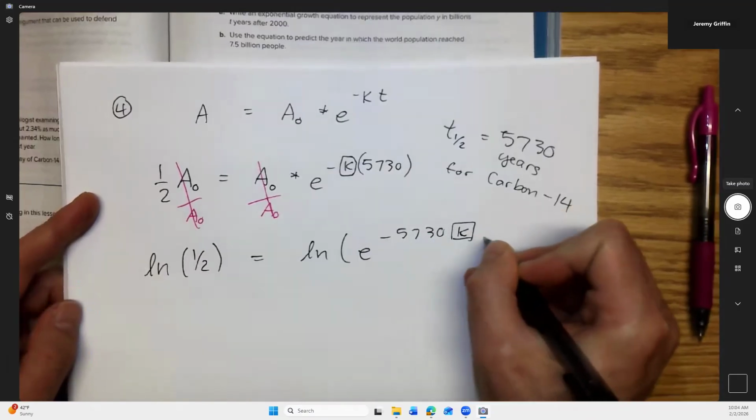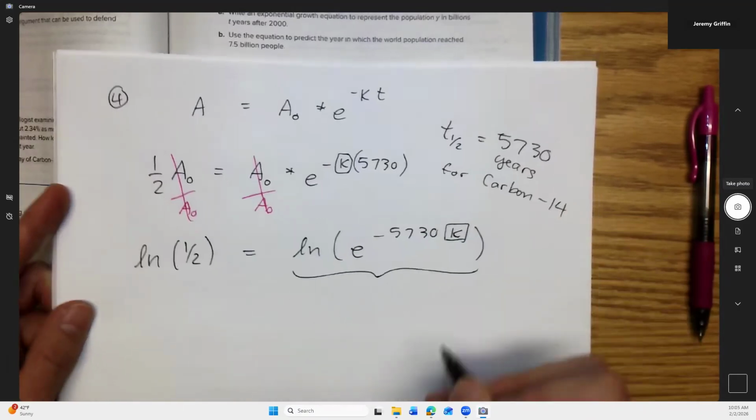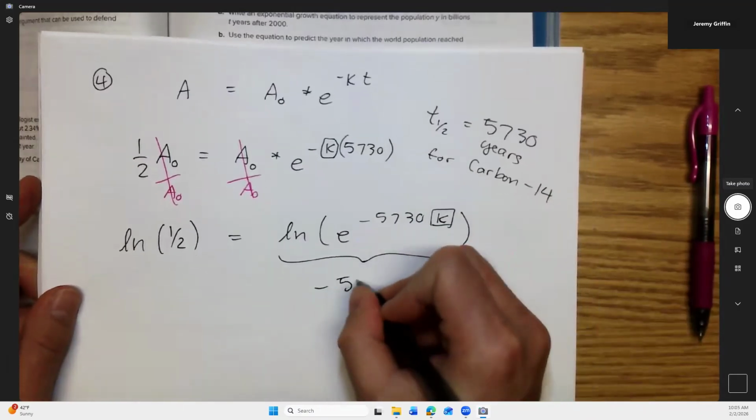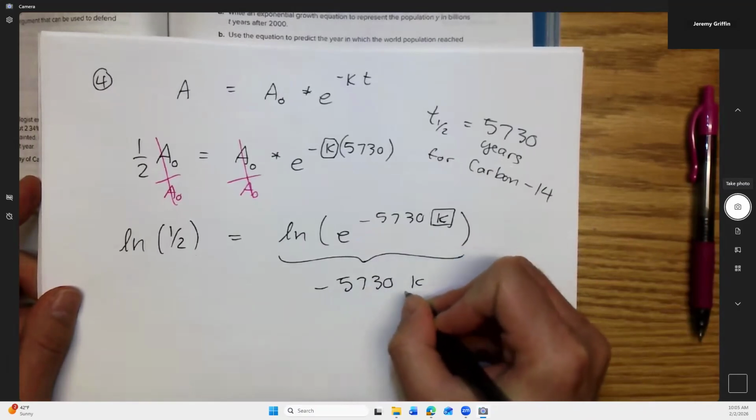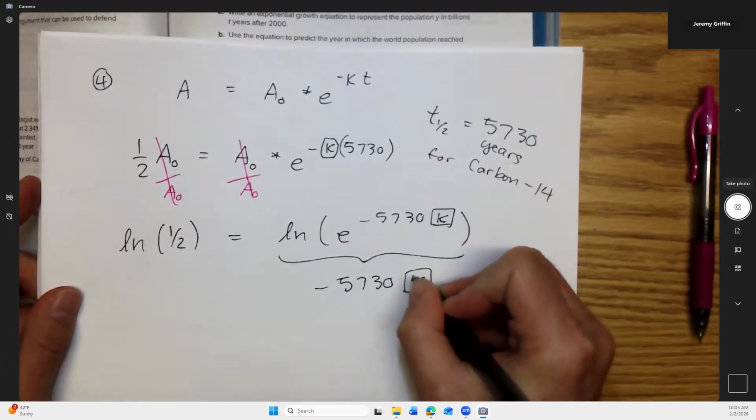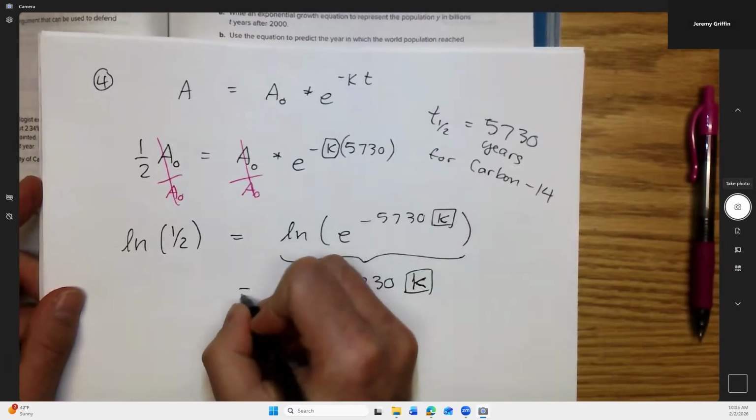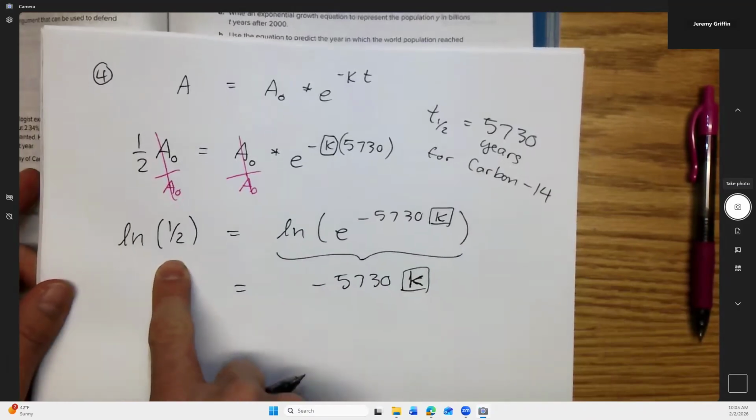Still solving for k. Well, what is all this on the right side? It's just negative 5730k. So we're solving for k, and that's equal to natural log of 1/2.